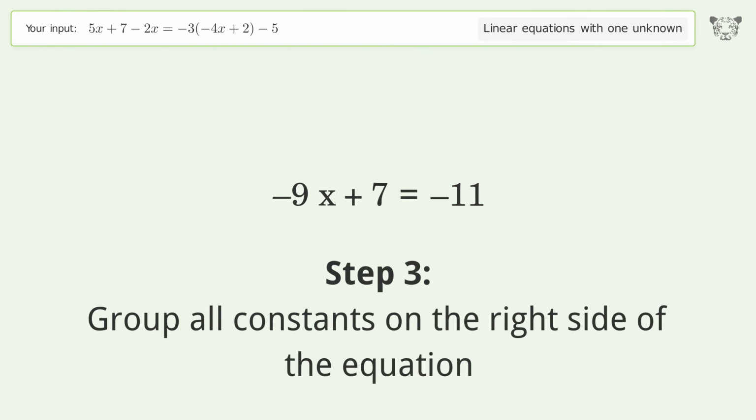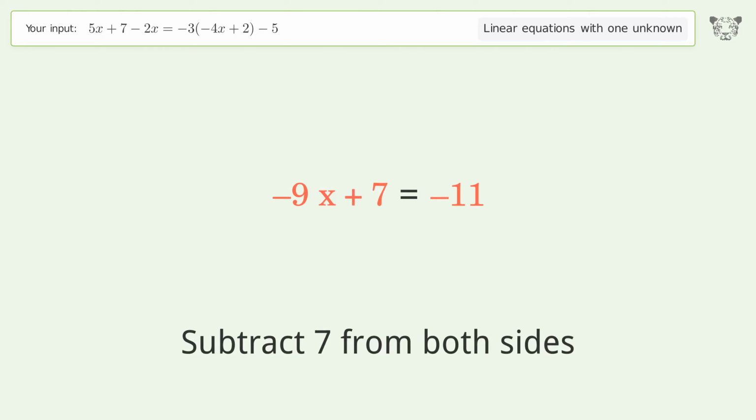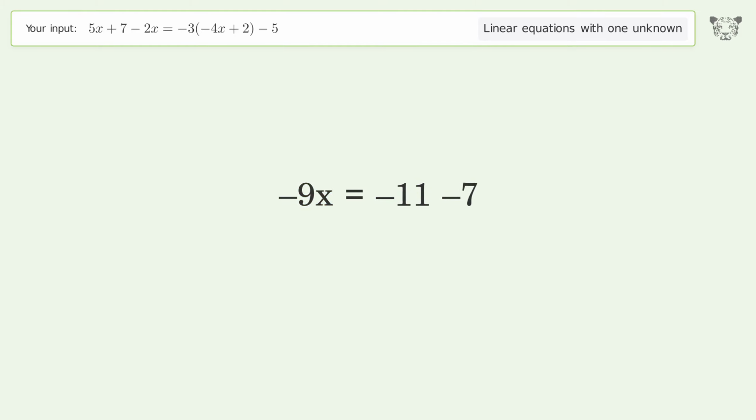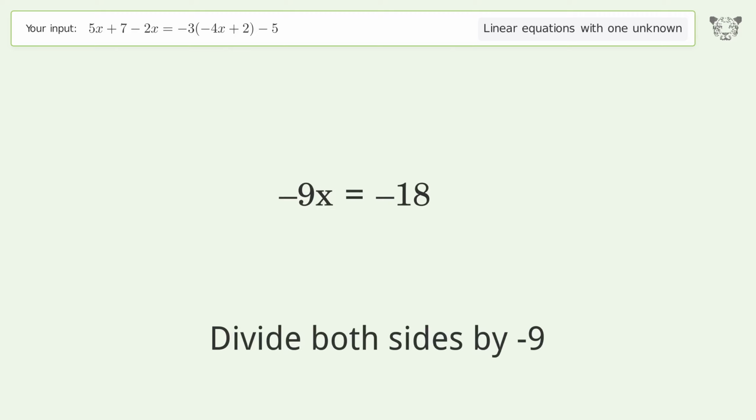Group all constants on the right side of the equation. Subtract 7 from both sides. Simplify the arithmetic. Isolate the x. Divide both sides by -9.